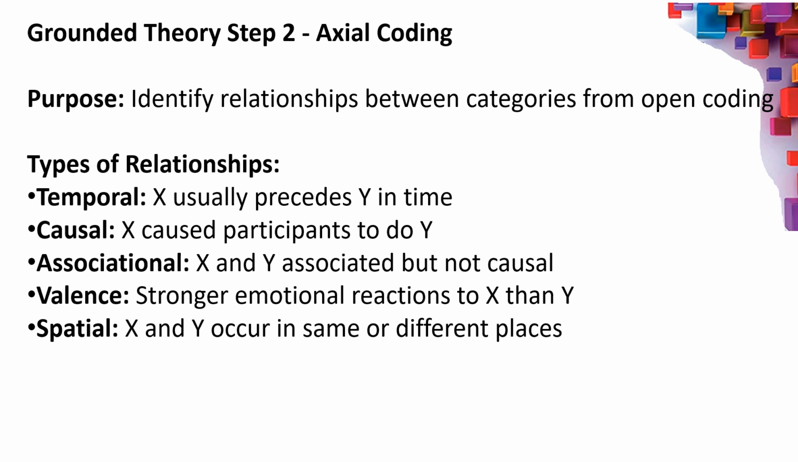Axial coding is where you start seeing the bigger picture. You're looking for how the categories from open coding relate to each other. These relationships might help you understand the process or system underlying participants' experiences. For example, you might find that certain events typically happen before others, temporal, or that some experiences trigger specific responses, causal.